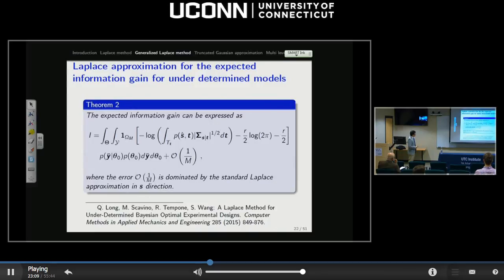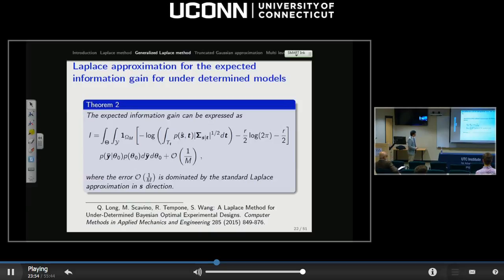So if we plug in everything, we end up with the second result. The expected information gain becomes the integration over theta and another integration over y. This one is the indicator function, which is 1 in the omega m, which is 0 outside. And the integrand here is a function of sigma s given t. It's basically the projected covariance matrix in s direction. You just need to project it. And R is the rank of the covariance matrix. And we're not exactly very happy about this, because you still have an inner integration over the manifold, which will be potentially very expensive to compute.